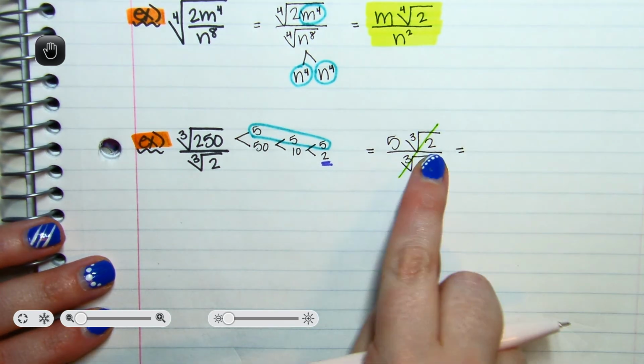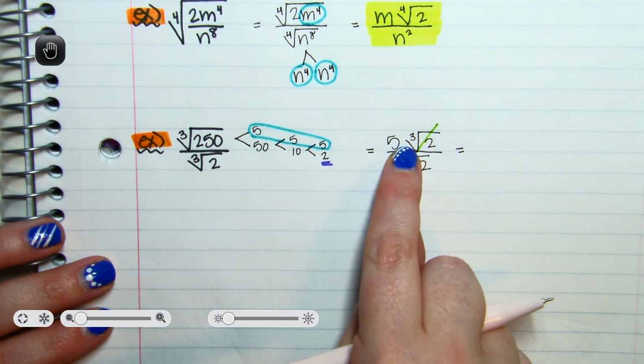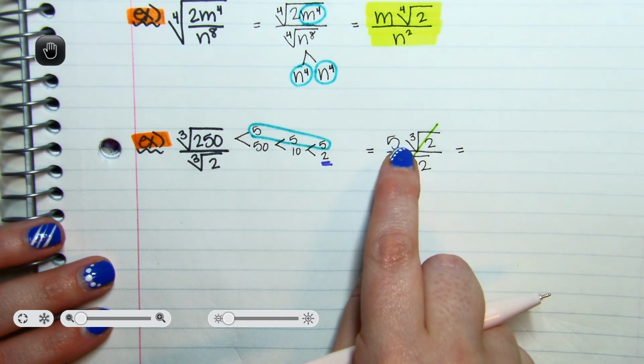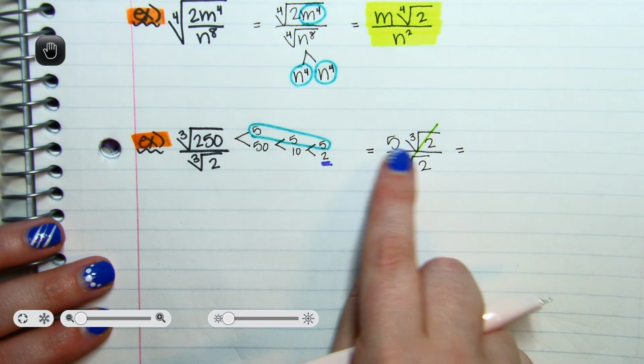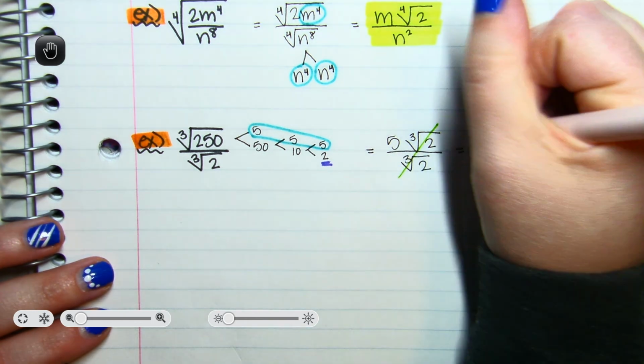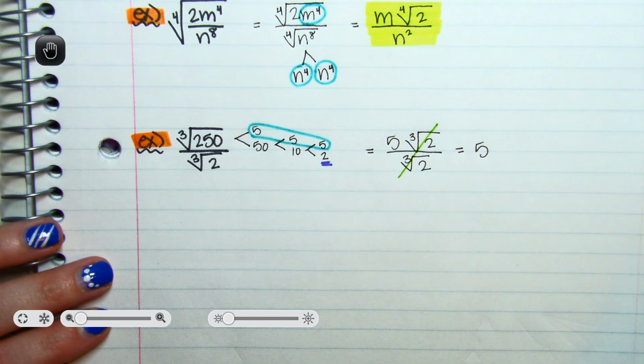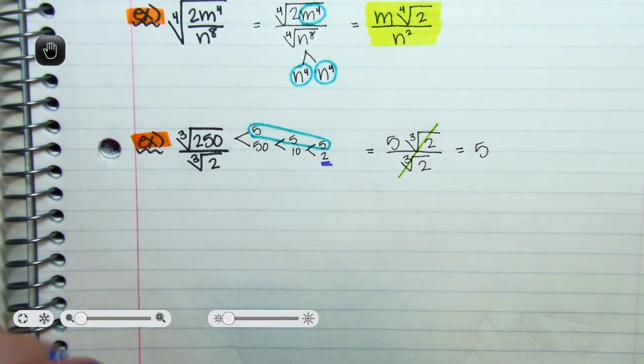And the top is multiplied, I want to point out. If the top was addition or subtraction, you absolutely, by no means, can just cross those out. But because the top is multiplied, it's totally fine. So the answer is 5.